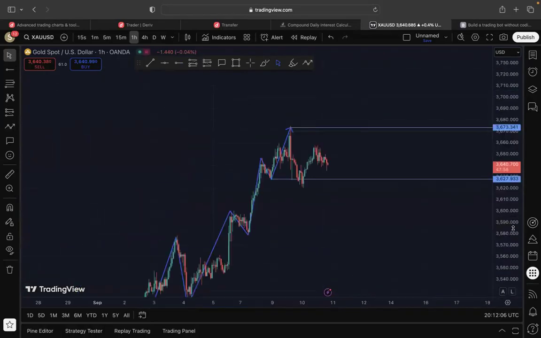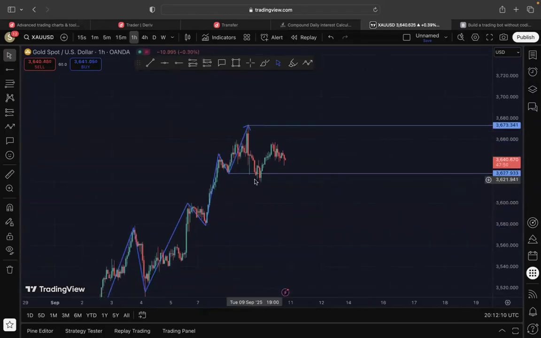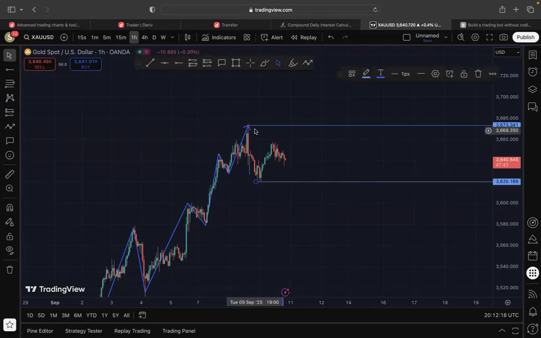Let me show you properly. This is a change of character, and that's what we're actually anticipating. We've seen a change of character here, all right, and then we saw this. So we can now say we have a downtrend, lower low, lower high. So we're expecting to see a break of structure here.